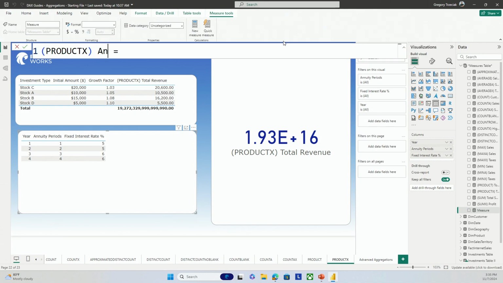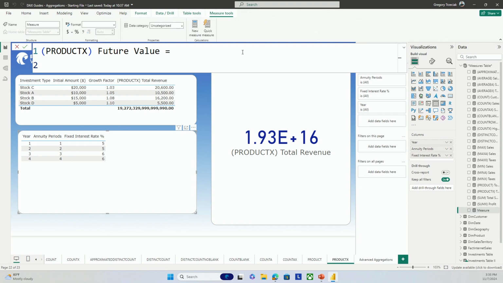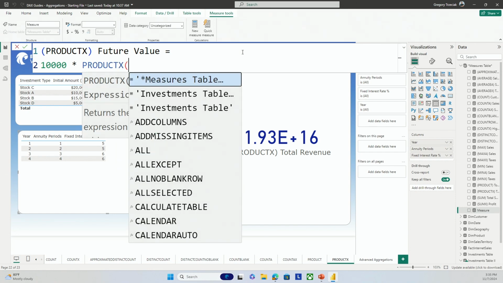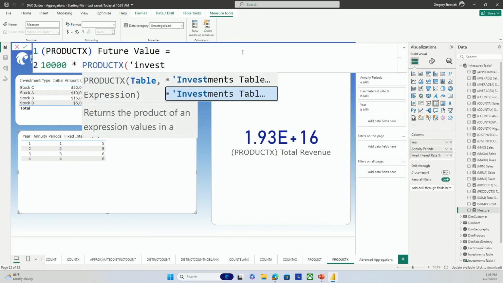And let's do future value. What we want to look at here is our investment across this annuity and interest rate schedule. So what I'm going to do is set up my current investment. Let's say my initial investment was $10,000. I can put that as just 10,000 multiplied by my product X. And I'm going to look at that investments table 2.